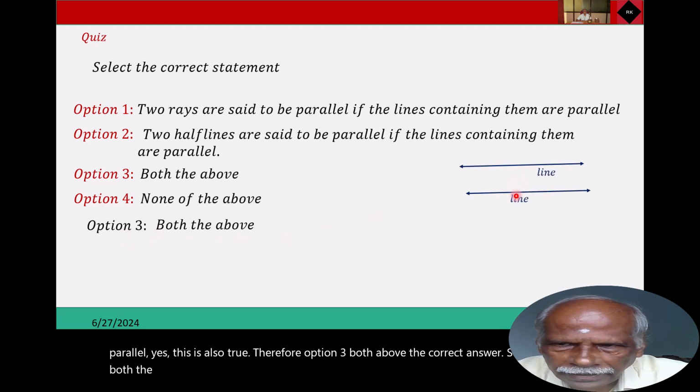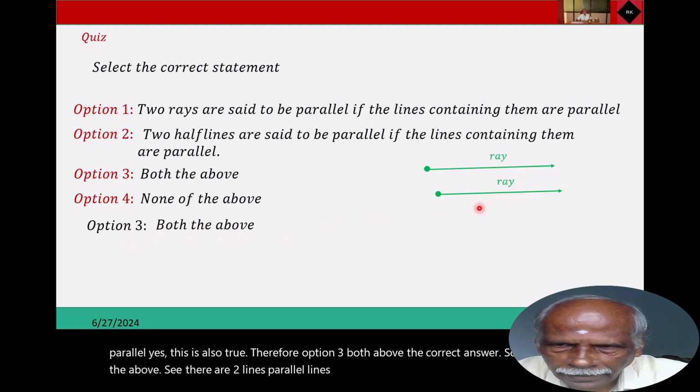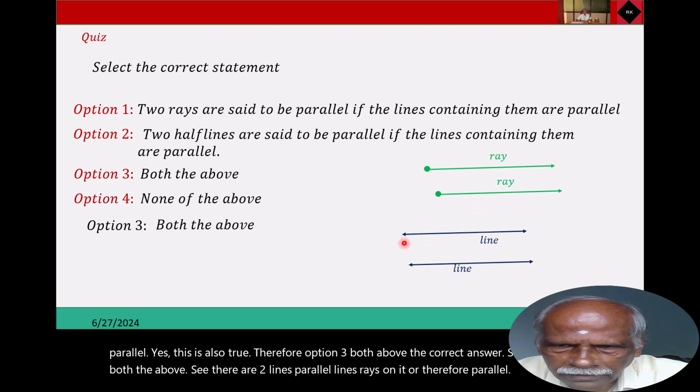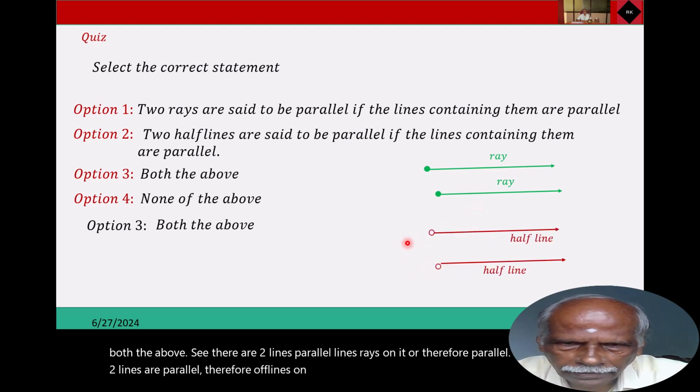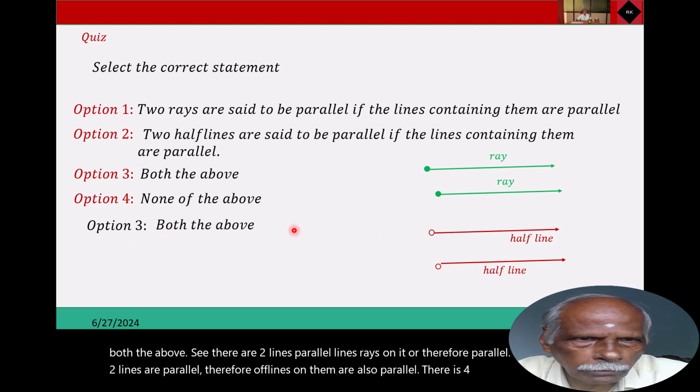See, there are 2 parallel lines, rays on them are therefore parallel. 2 lines are parallel, therefore half lines on them are also parallel. Therefore option 3, both the above, is the correct answer.